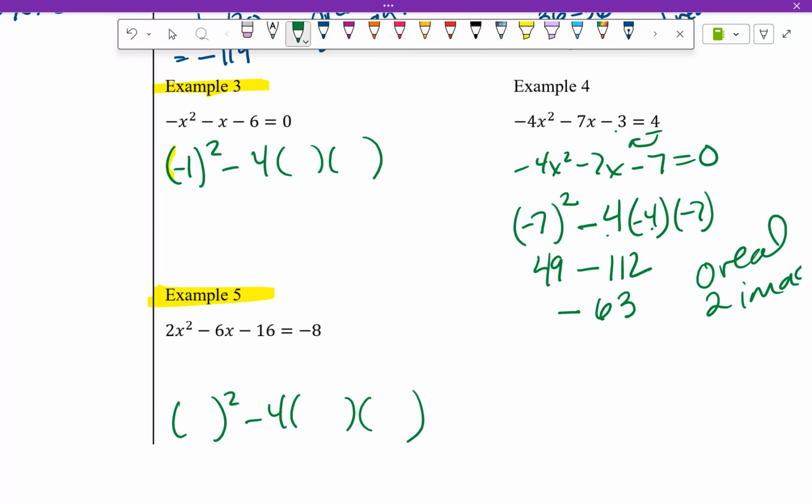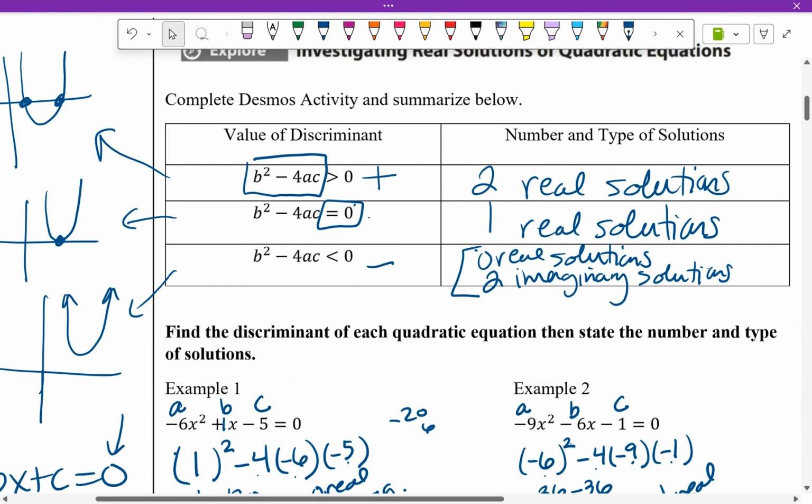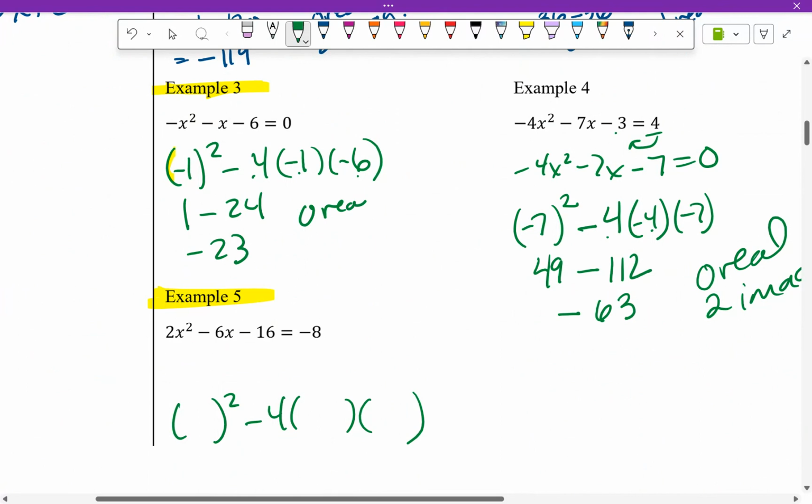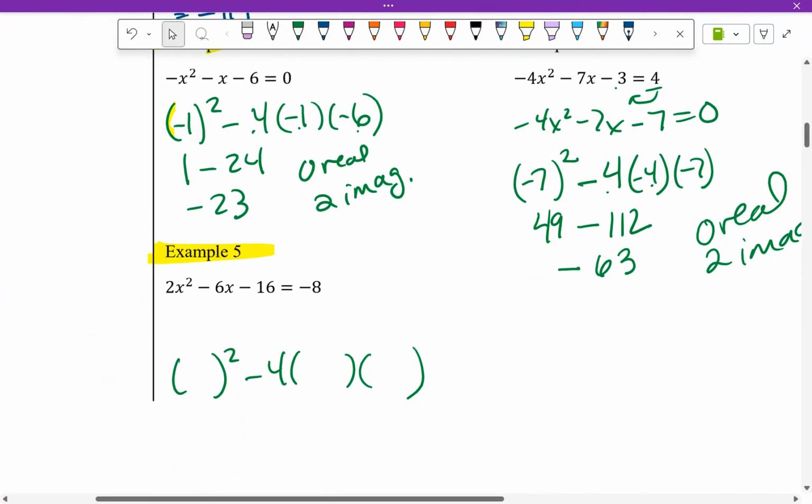So what is my b value? -1. What's my a value? Also -1. What's my c value? -6. Good. What is -1 squared? Good. Let's see, -4 times -1, 4 times -6. Good. 1 minus 24. So the value of our discriminant is -23. What does that tell us about the number and type? 0 real, 2 imaginary. Good. Any questions on that one?